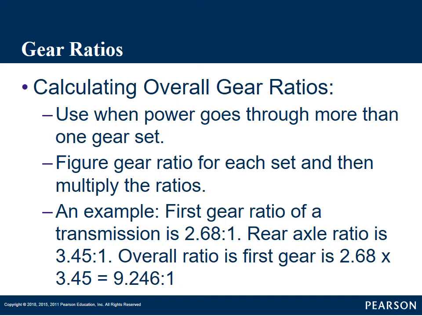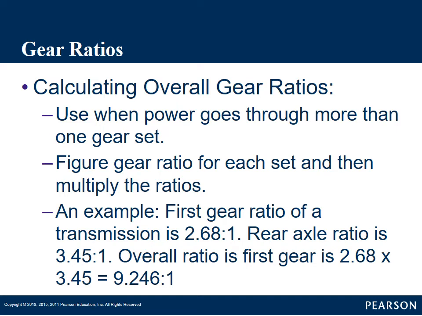So an example that I have here, the first gear ratio of an automatic transmission is 2.68 to 1. That would be first gear, where the rear axle ratio is 3.45 to 1. To get the overall ratio, we would take and multiply the ratio of the transmission by the ratio of the differential. So 2.68 times 3.45 gives us an overall gear ratio of 9.246 to 1.